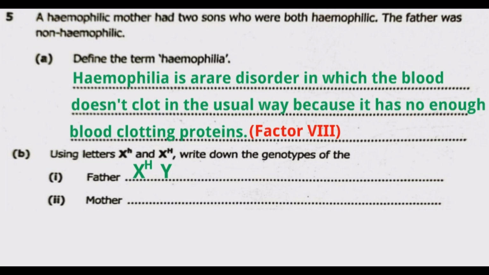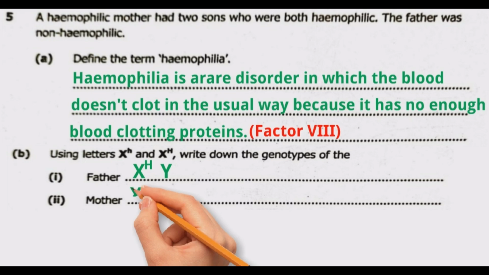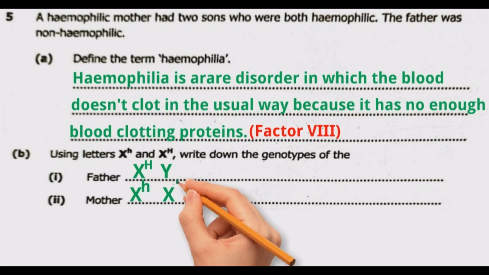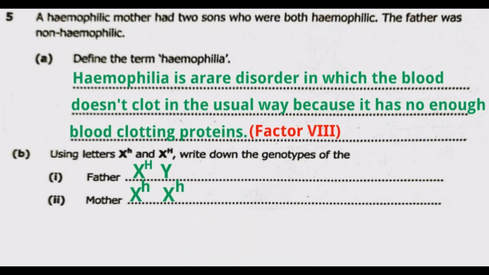Then we come to 2, the mother. For the female it's XX. Since this specific mother has the condition of hemophilia, we are going to write X with a small letter h. Her X's will have a small letter h to denote that she is hemophilic. So that's how you write the genotype of the parents.